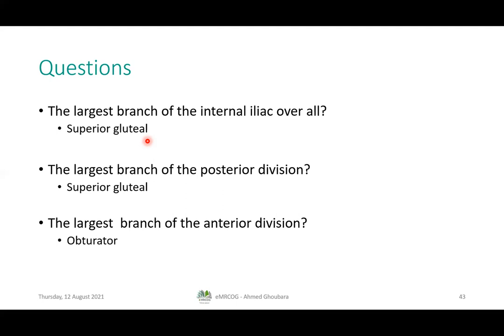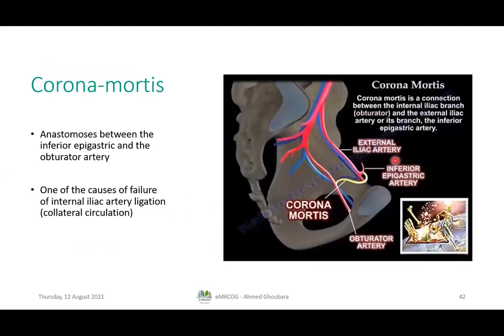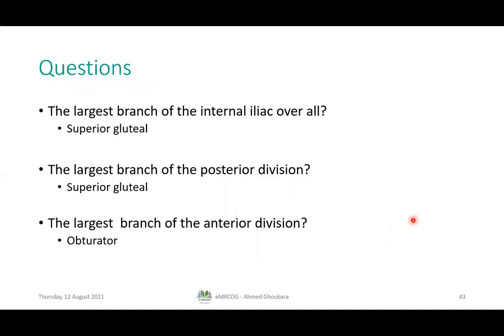That's all. Largest branch of the anterior division: obturator artery. Again, why the obturator artery? Because the obturator artery passes through the obturator canal to supply the anterior medial part of the thigh. The vastus medialis and those kinds of muscles, again, are the main flexors of the hip and knee, extensor of the knee, flexor of the hip. So we need so much blood supply in order to supply these big fleshy muscles. Okay, good.